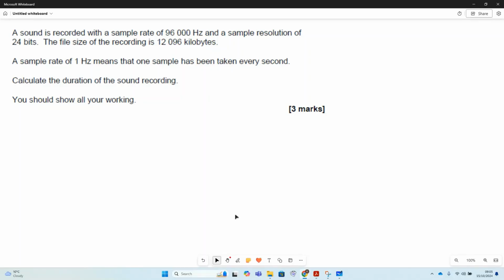Now, this video is just about calculating a sound file essentially, but we're looking to calculate the number of seconds rather than the overall size, because they've given us the overall size already just there. So we've got the sample rate, 96,000 samples, or 96,000 hertz, so 96,000 samples a second. We've got the resolution, which is 24 bits per sample.